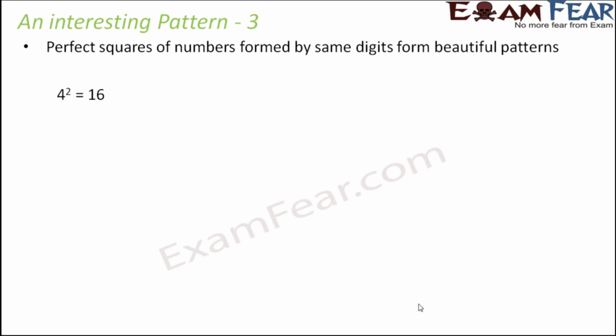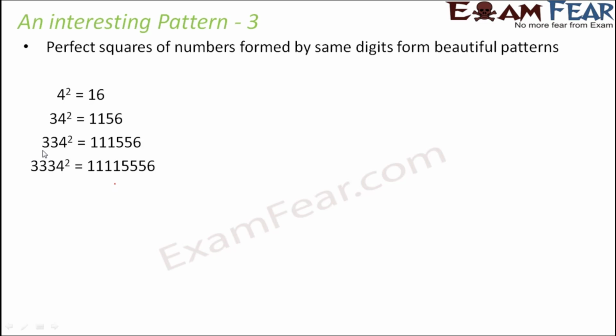For example, 4 square is 4 into 4, which is 16. If you find the square of 34, it is 1156. Now look at the square of this number, 334 square. The result is 111556. Now if you increase one more 3 in the number, instead of 334 you now have 3334. Its square becomes 11115556. Just look at the pattern. Do you think that it is again making a very interesting pattern?